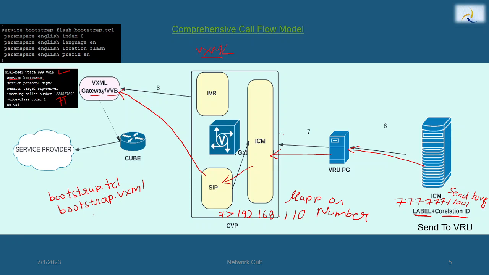Bootstrap.tcl does two things. First, it will check from which CVP server the call is coming. The second thing that it will check is the origination of the call. The call is originating from here. So the VXML gateway creates an audio path from the VXML gateway to the origination point. And then the bootstrap.vxml will send a request to the IVR subsystem, and then the IVR subsystem forwards the call to the ICM subsystem. Again, the ICM subsystem checks the DNS length.